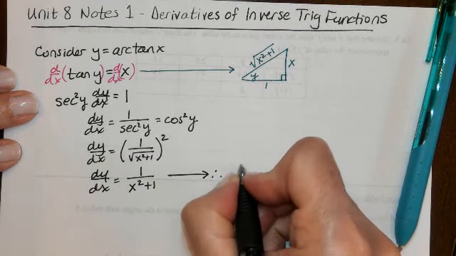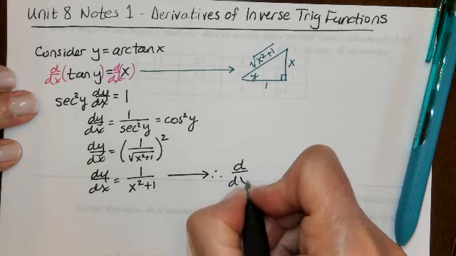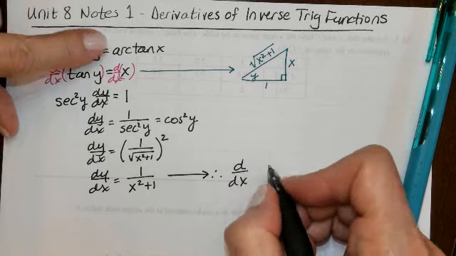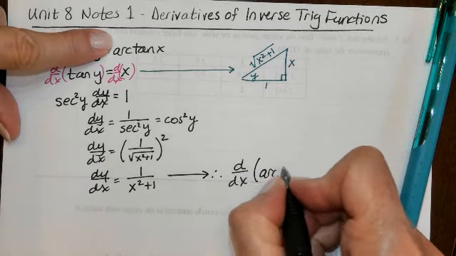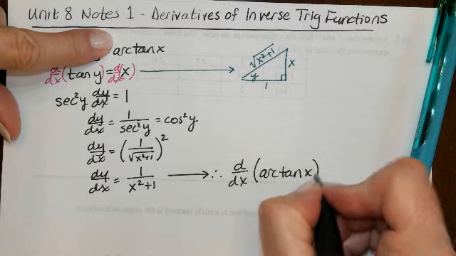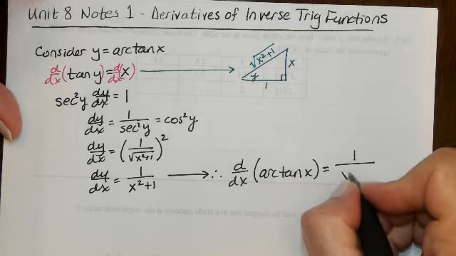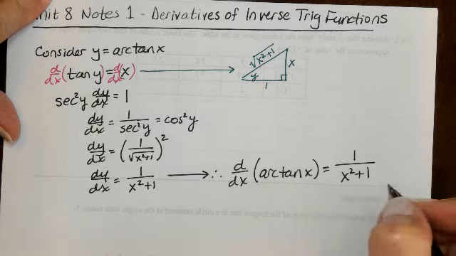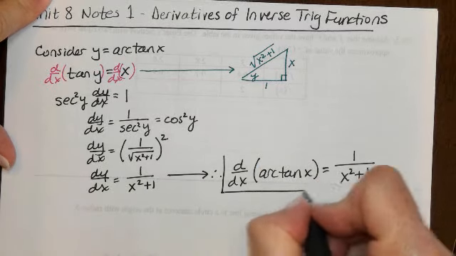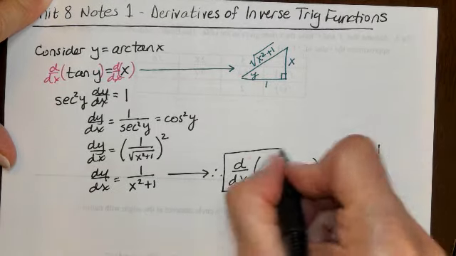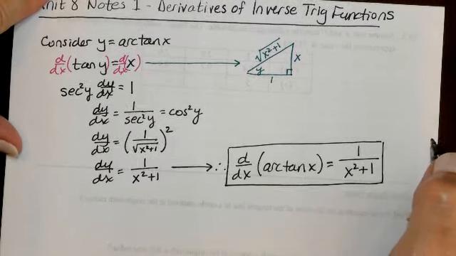Therefore, the derivative with respect to x of arctan x is 1 over x squared plus 1. There's our first formula. Okay?